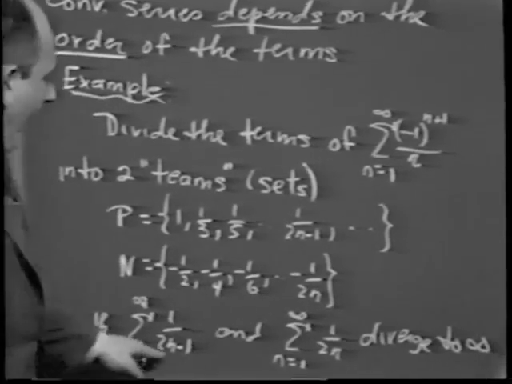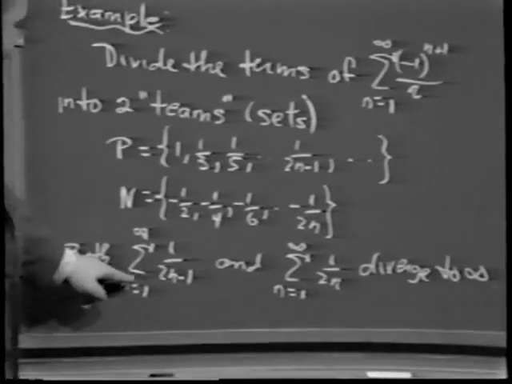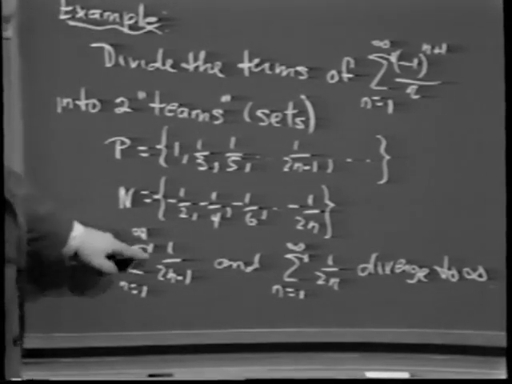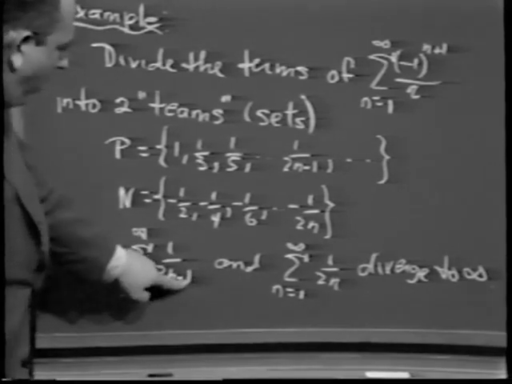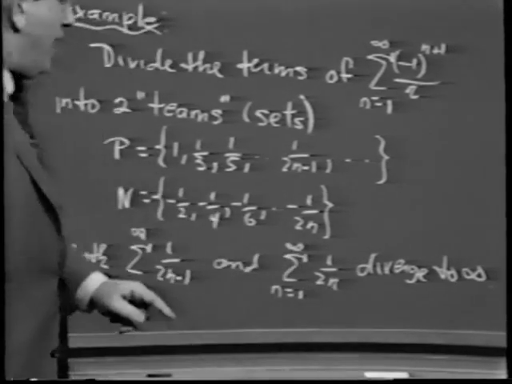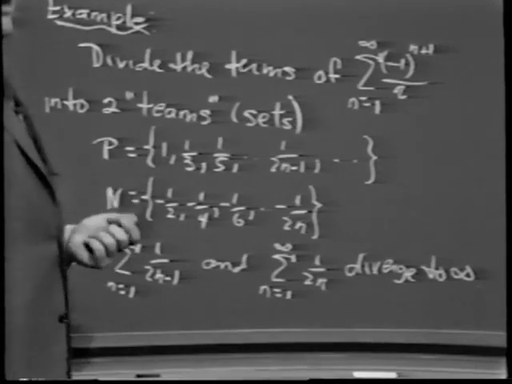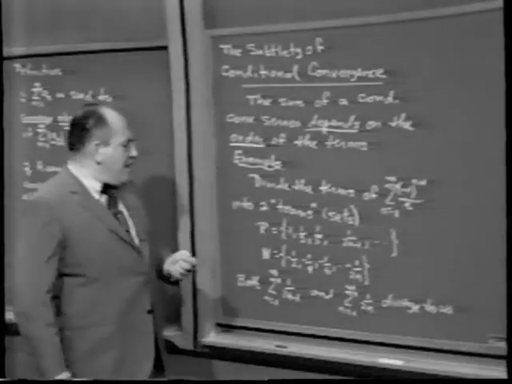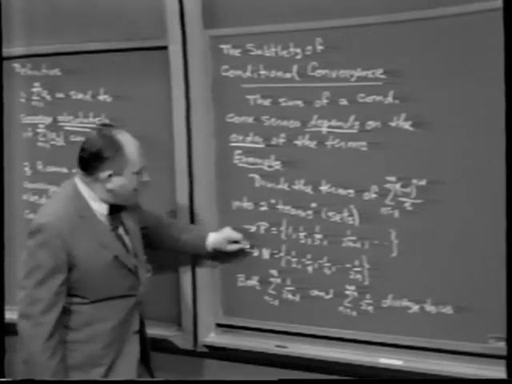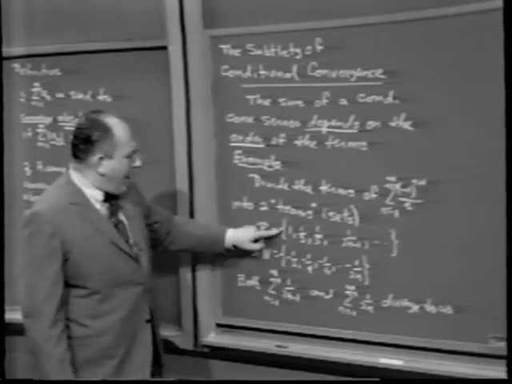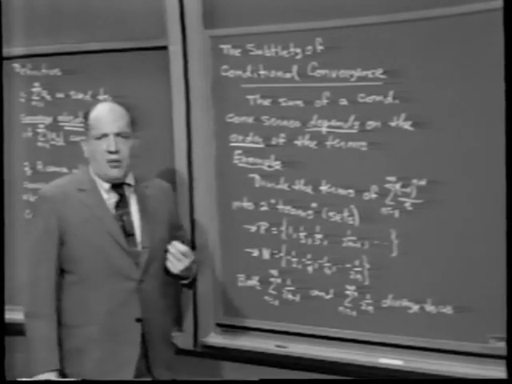Now again, we saw in our last lesson that both these series, summation 1 over 2n minus 1 and summation 1 over 2n, diverge to infinity by the integral test. Now, my claim is that because both of these two series diverge, I can now rearrange my terms to get any sum that I want.